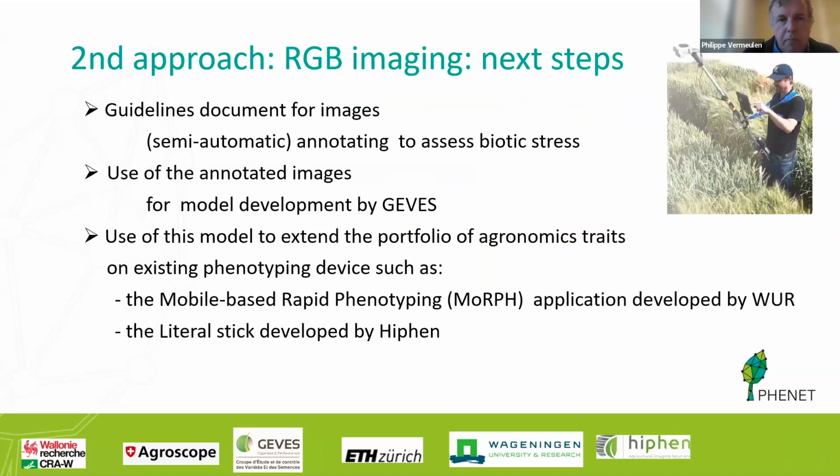And so the next step in the PHENET project will be to consolidate the guidelines document for image annotation to assess biotic stress. That will also be used for the annotated images. And then the idea is to update and develop the models and use those models to extend the portfolio of agronomic traits on existing phenotyping devices, such as the mobile-based rapid phenotyping application developed by Wageningen.